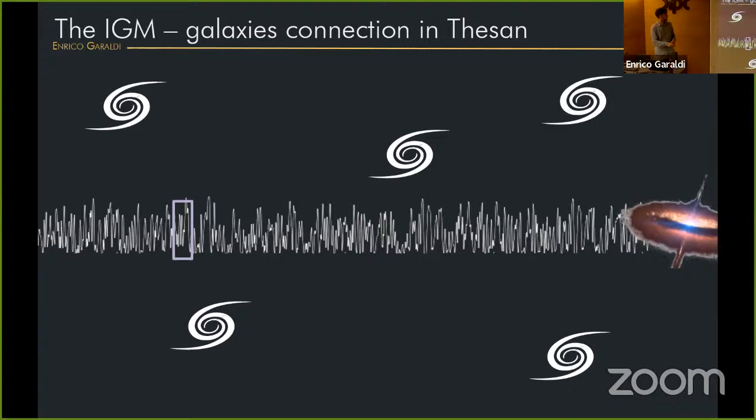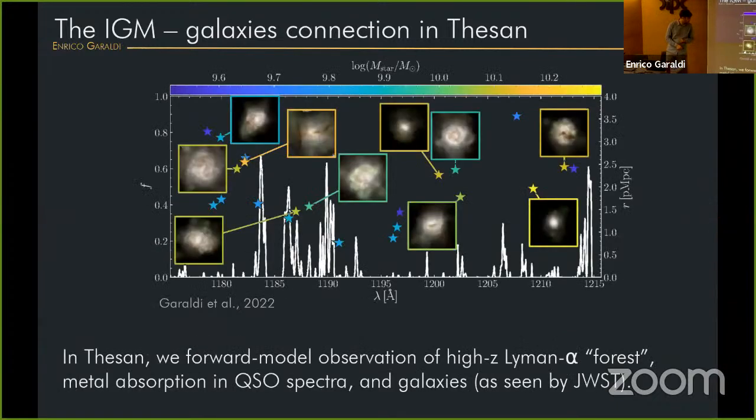This is just a reminder of how we do it. We now can go into the simulation, get our synthetic spectra, these white lines here, and get our synthetic galaxies. This is how JWST would see a few of them.